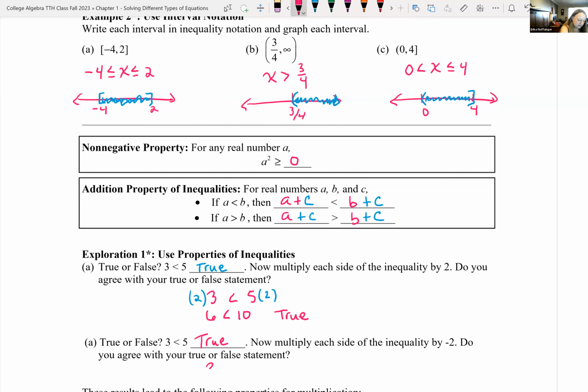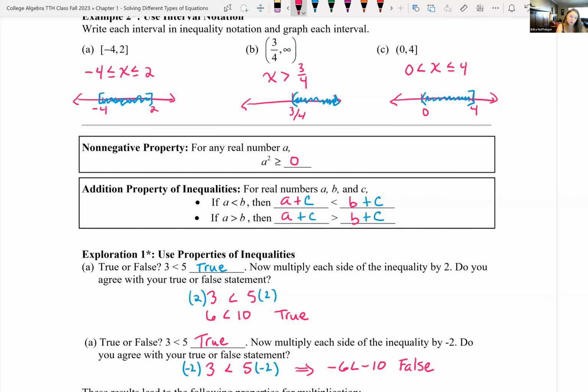So if I look at 3 is less than 5, and I multiply both sides of this inequality by a negative number, we get that -6 is less than -10. Well, if you look on the number line, -10 falls to the left of -6. And this is not true. This is false.